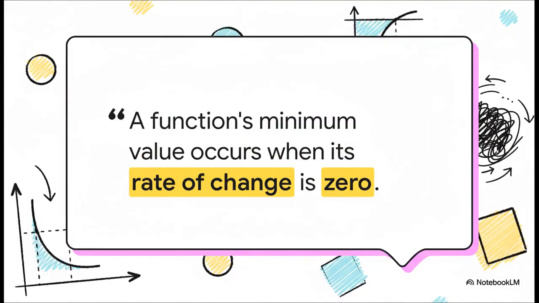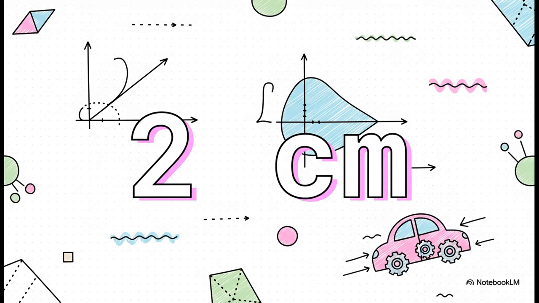And here it is, the big idea. At the very bottom of that dip, at that minimum point, what's the slope of the graph? It's perfectly flat. The function isn't decreasing anymore, but it hasn't started increasing yet. Its rate of change, its derivative, is exactly 0. So all we have to do is take the derivative of our cost function, set it to 0, and solve. And when we run the numbers, the answer just pops right out. The perfect radius to make the can as cheap as possible is exactly 2 centimeters. Calculus just handed us the perfect design on a silver platter.